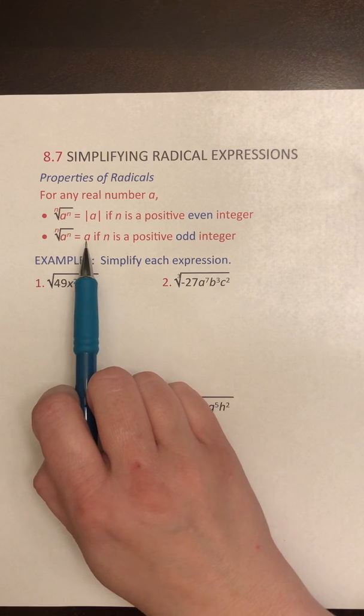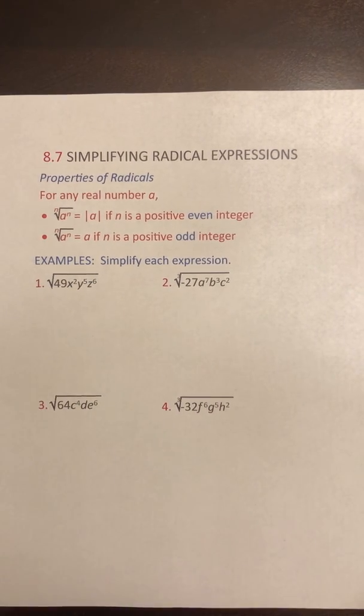we know that with an odd index, you can have both negative and positive numbers underneath the radical sign. So if your index is odd, you really don't have to do any extra thinking. When your index is even, we're going to have to think a little bit. We're going to come across some scenarios where we'll talk this through together. So let's start with example number 1.